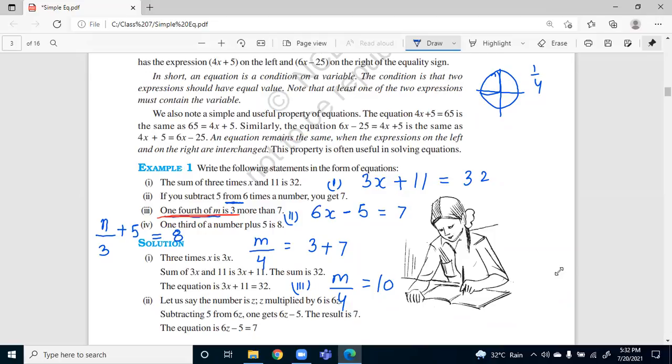Yes, ma'am. 1/4 of m means if m is whole, I have to make 4 equal parts of m. So this is m by 4, this is m by 4, this is m by 4, this is m by 4. Understand? Yes, ma'am. Similarly, 1/3 of a number means I have to make 3 equal parts, so it is n by 3. If it is half, half means 2 equal parts, n by 2.